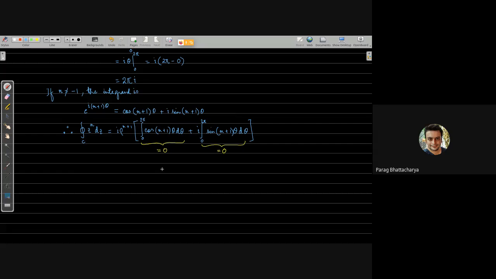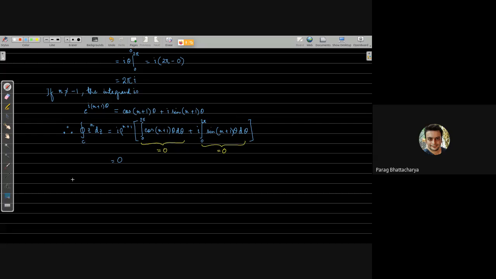Sine and cos integration over one full cycle, how much is that? It's 0, no? If you integrate the sine function and cos function over integral multiples, that means over one full cycle, two full cycles, three full cycles, n full cycles, or n plus one full cycles, the result will always be 0. Yes or no? Yes, sir. So for that reason, both of them will be 0. Because this is 0, overall this also is going to be 0.